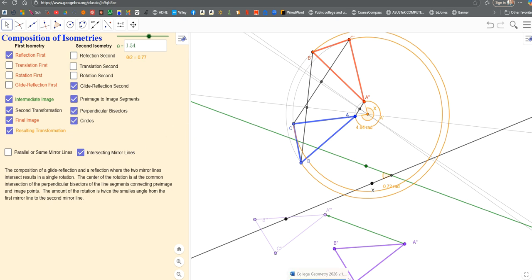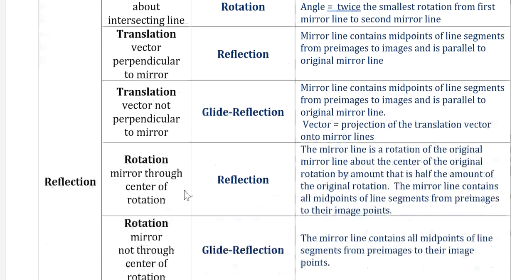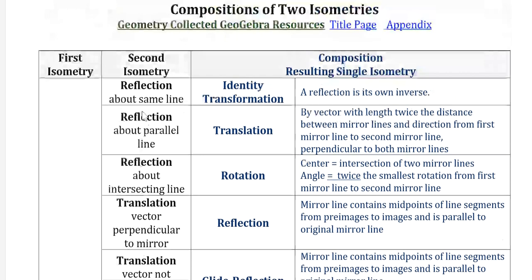Okay, so let's kind of summarize what we have so far. This table gives us the different things when we have a reflection first, and this tells us what the second isometry is, what the result is, and some details. So if it's a reflection and you reflect about the same line for the second isometry, you get the identity transformation. So it tells us a reflection is its own inverse. If we do a reflection and then we reflect about a parallel line, we get a translation. That's by a vector whose length is twice the distance between the mirror lines and in the direction from the first mirror line to the second mirror line, and it's perpendicular to both mirror lines.